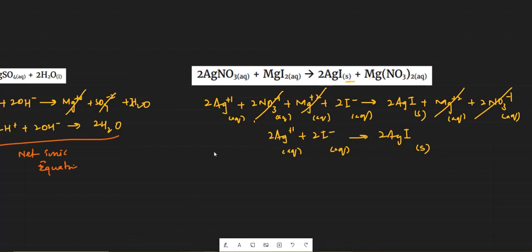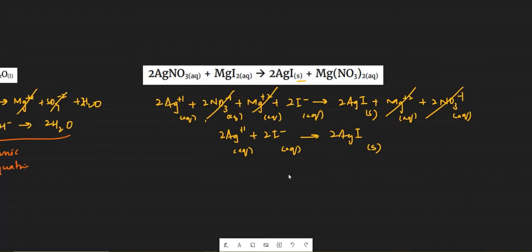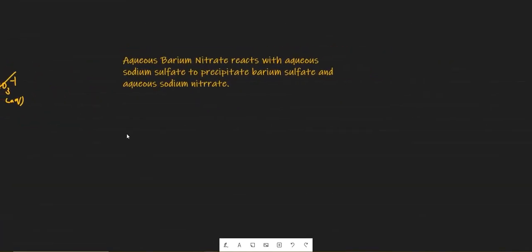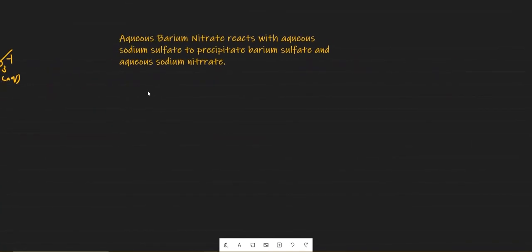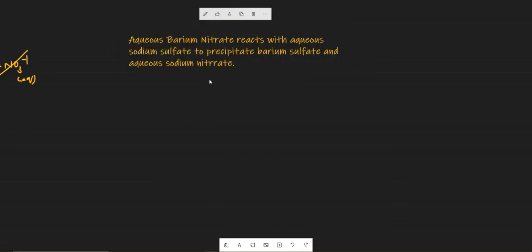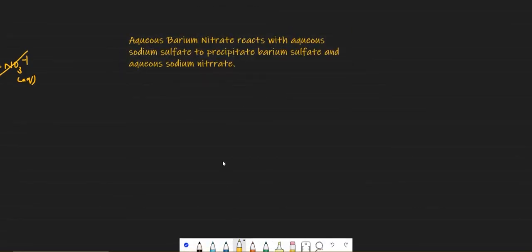Now, they do not give you the equation in this form. They just give you a worded statement. Here you'll have to write the equation from scratch. So, aqueous barium nitrate. Now you have to write its chemical formula.